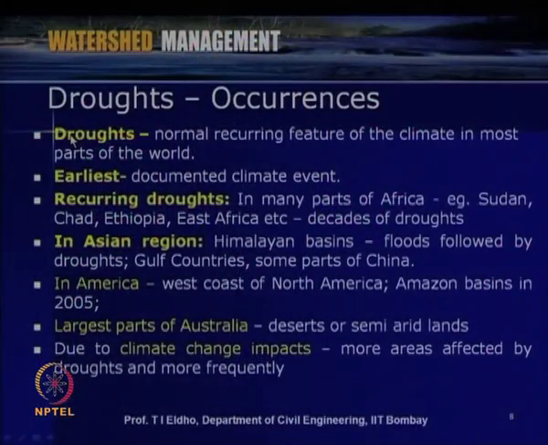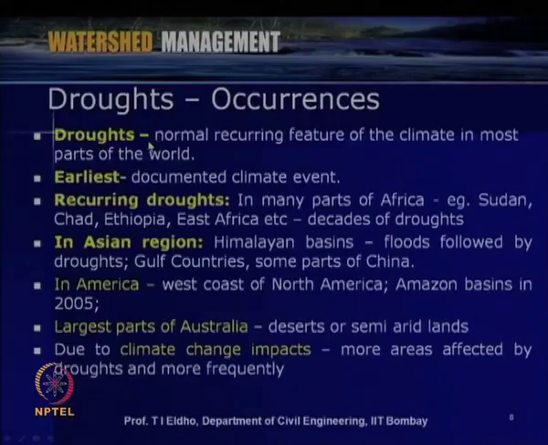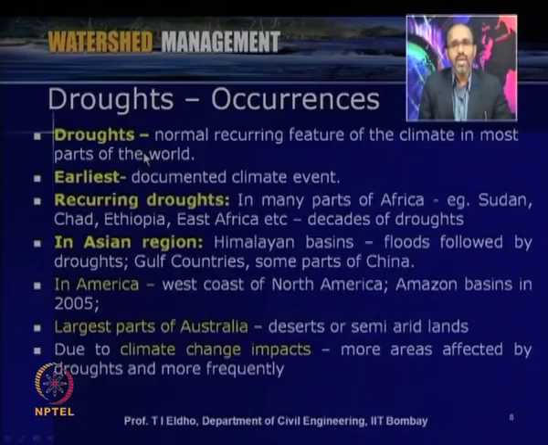So now let us look briefly at which locations are mainly drought prone, or where droughts generally occur. As I mentioned, droughts can be either short term or long term. When we look at the drought situation in various parts of the world, droughts are normally a recurring feature of the climate in most parts of the world, especially in many of the African countries.